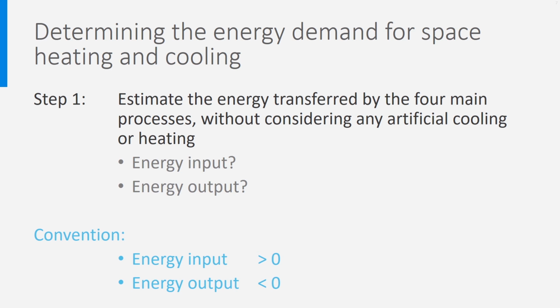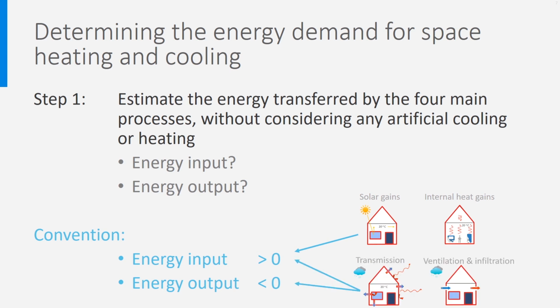Let's take a few examples. Solar gains and internal heat gains, are they positive or negative? Well, as the name says, they are gains, so input to the building and its indoor air. Therefore, they will be positive. And what about transmission and ventilation and infiltration? Well, we already said they are very dependent on the outdoor temperature. So when it is very cold outside, the energy will flow out of the building, while when it is very hot outside, a lot of energy will come inside the building. So, transmission, ventilation, and infiltration may be negative or positive.